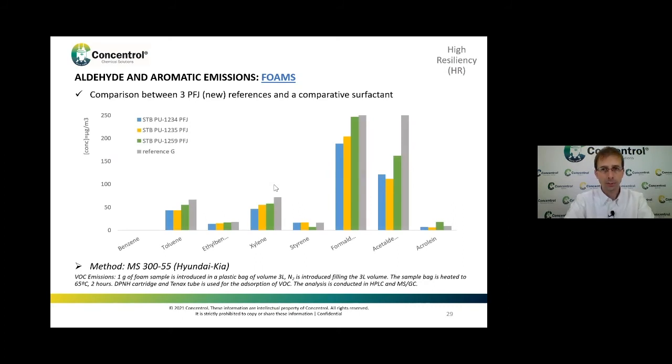And this is the graphical representation of the previous results, where we have found that the PFJ references always offer at least the same result when compared with the ones obtained using reference G. And in the case of acetaldehyde, the results are, as we said, up to 10 times lower than the ones obtained for the comparative surfactant.